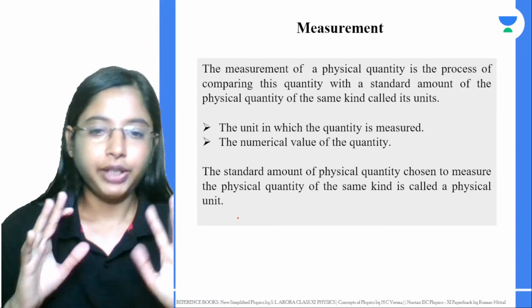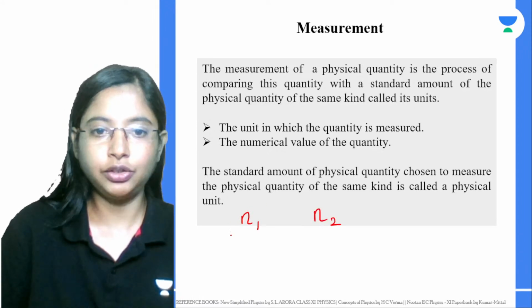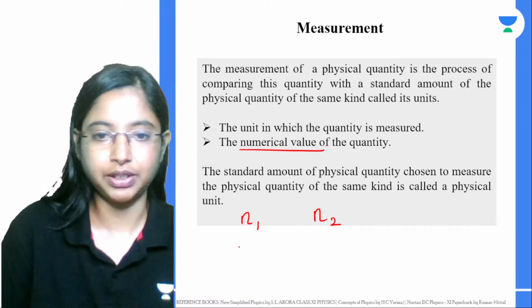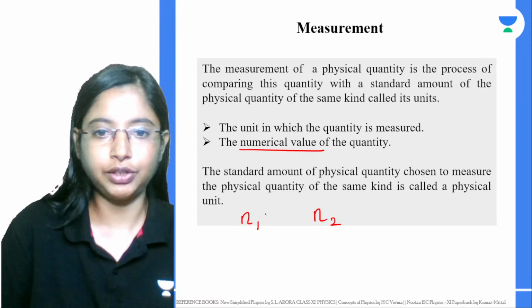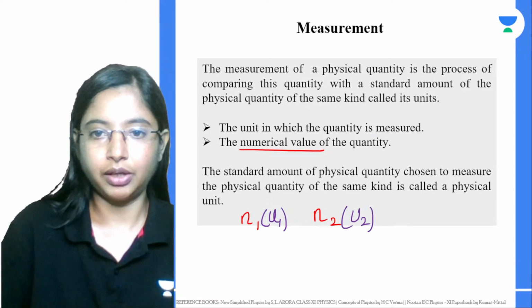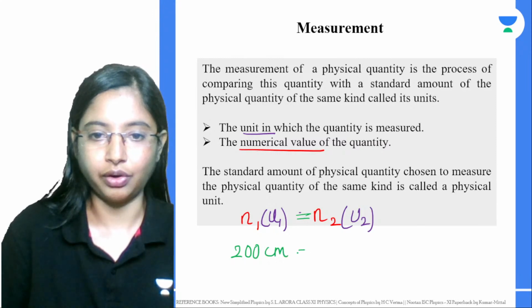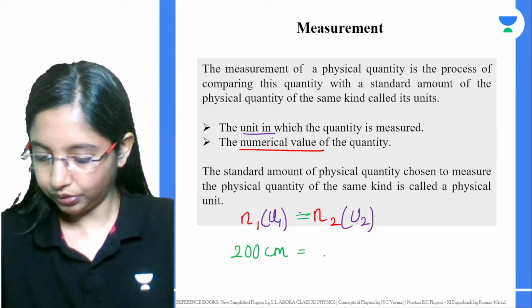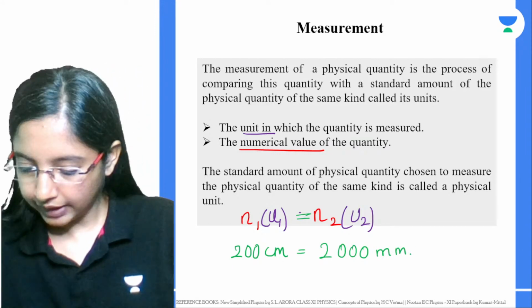All right. If you take any two physical quantities, let's say N1 and N2 are the numerical values associated with them, and let's say these two have different units. The unit of the first is U1 and the unit of the second is U2. Now N1 U1 will be equal to N2 U2. Very simple, just as we did earlier, 200 centimeters of a rod in terms of millimeters will be equal to 2000 millimeters.